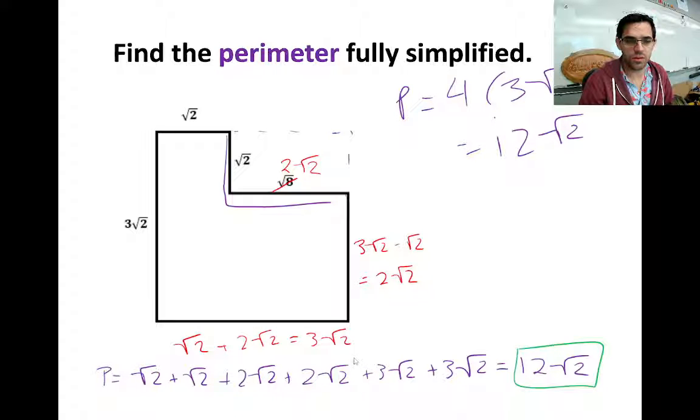And we can add all those up. So we have root 2 plus root 2 plus 2 root 2 plus 2 root 2 plus 3 root 2 plus 3 root 2. And adding up all those root 2's, we should have 12 root 2. So the perimeter, fully simplified, is 12 root 2.